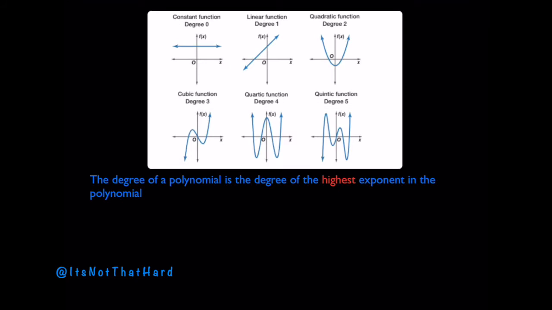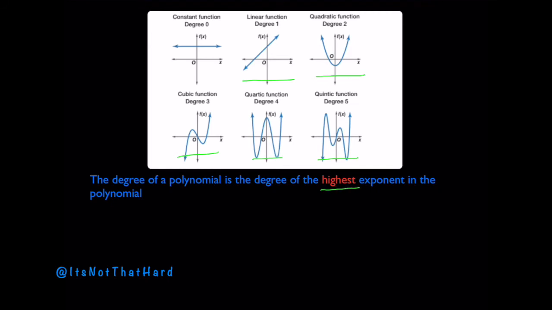Here are some examples of common polynomial graphs. So you can have a straight line graph, or you can have a quadratic graph. You can have a cubic function, you can have a quartic function, or you can have a quintic function. And what actually makes the graphs look like this is the degree of the graph. The degree of a polynomial is the degree of the highest exponent in the polynomial.